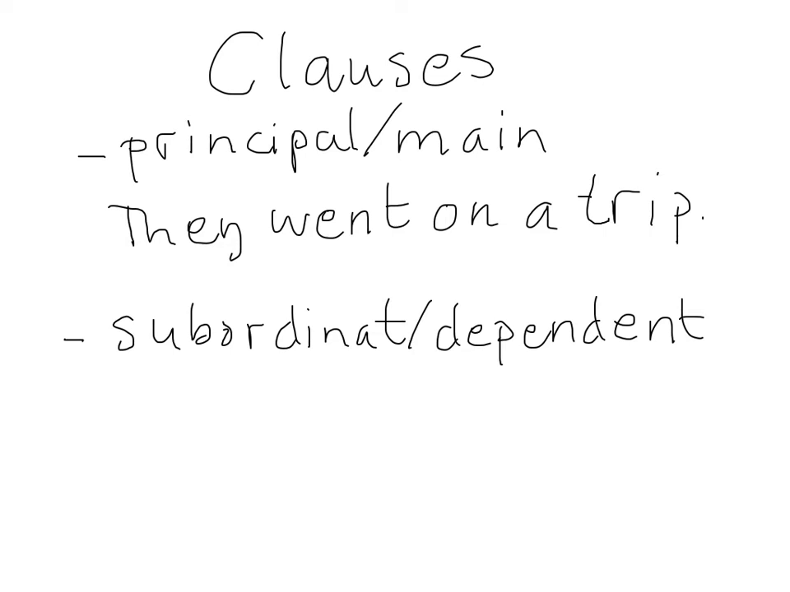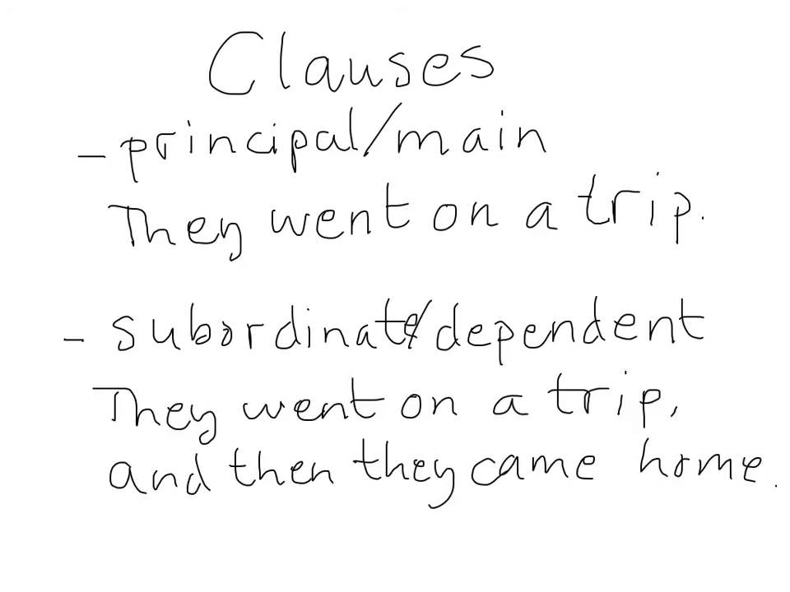A subordinate or dependent clause, even if it contains both a verb and a subject, is a clause that can't stand on its own. And they often begin with a relative pronoun like which or who or that, or a coordinating or subordinate conjunction. And a coordinating conjunction was and but, and a subordinate conjunction was when or because or since. And in the example I just wrote, they went on a trip and then they came home.